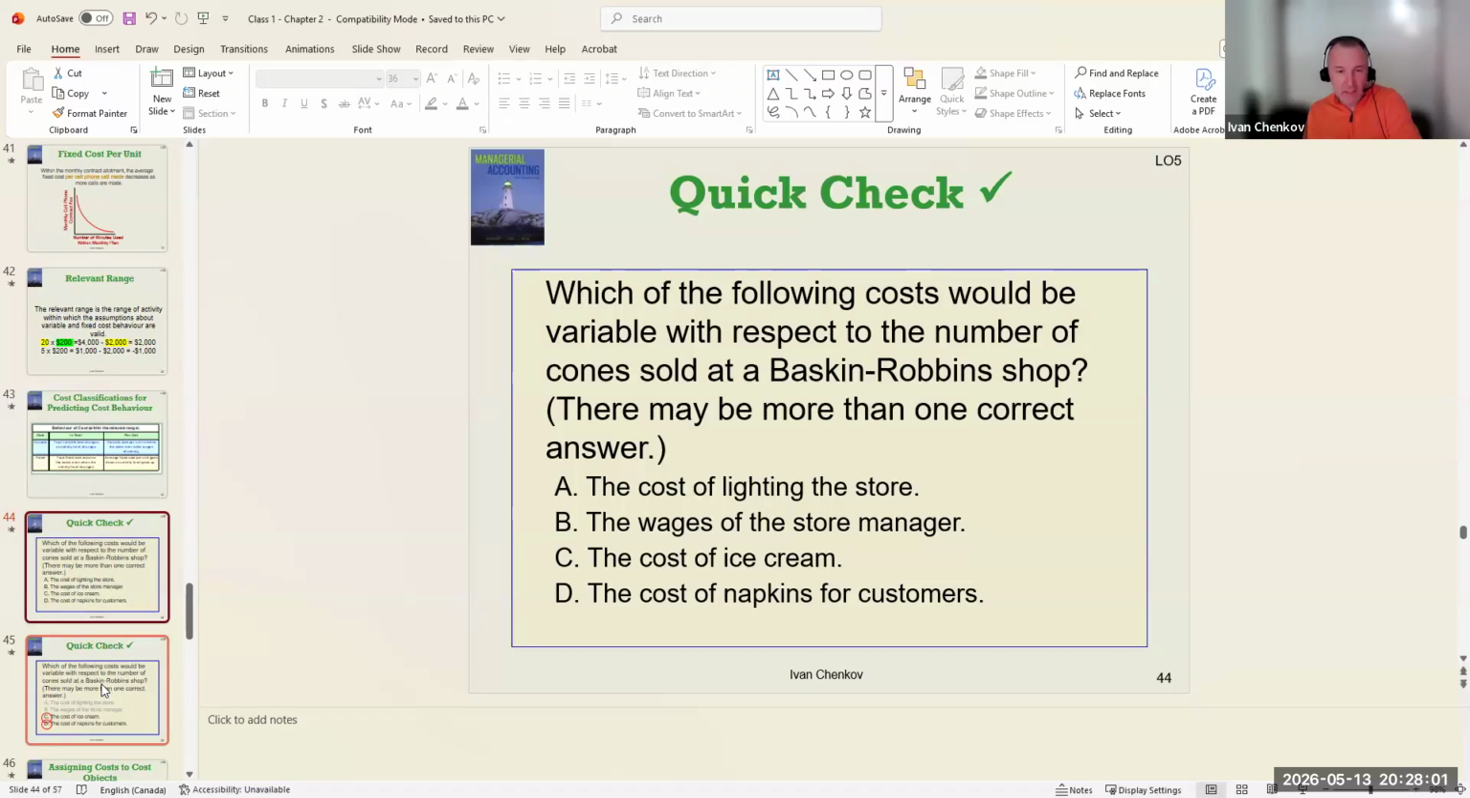Cost of the lighting in the store. What kind of cost will that be? Variable or fixed? What will be fixed?